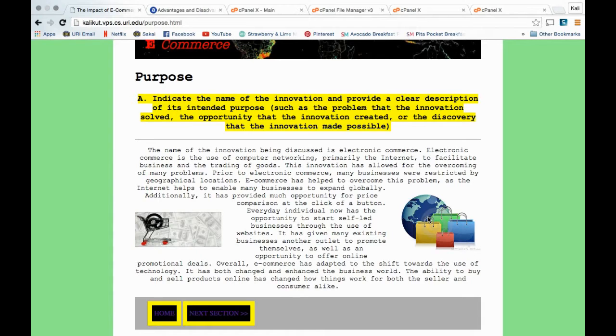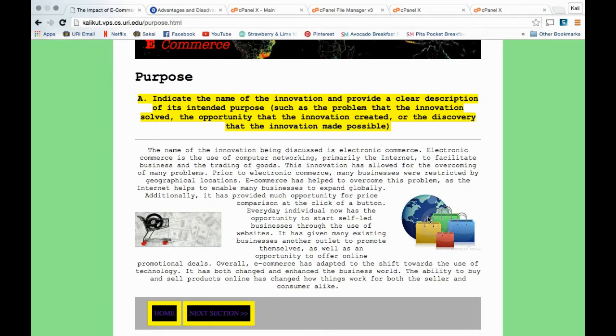Part A reads, indicate the name of the innovation and provide a clear description of its intended purpose, such as the problem that the innovation solved, the opportunity that the innovation created, or the discovery that the innovation made possible. First and foremost, one of the main problems that the innovation solved was the restrictions of geographical locations. Because the internet spreads globally, businesses are no longer limited to physical locations. This means that wherever the internet spreads, their business now has the ability to do so.